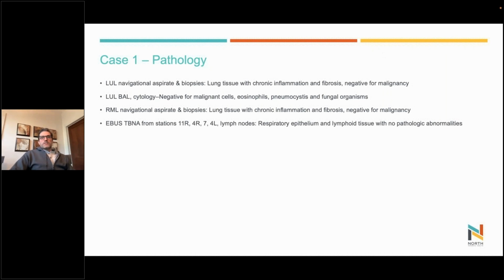The aspirates and biopsies showed chronic inflammation and fibrosis, negative for malignancy. The BAL, negative for malignancy or anything else. The right middle lobe biopsy showed chronic inflammation and fibrosis, negative for malignancy, and all of her lymph node stations were also negative.